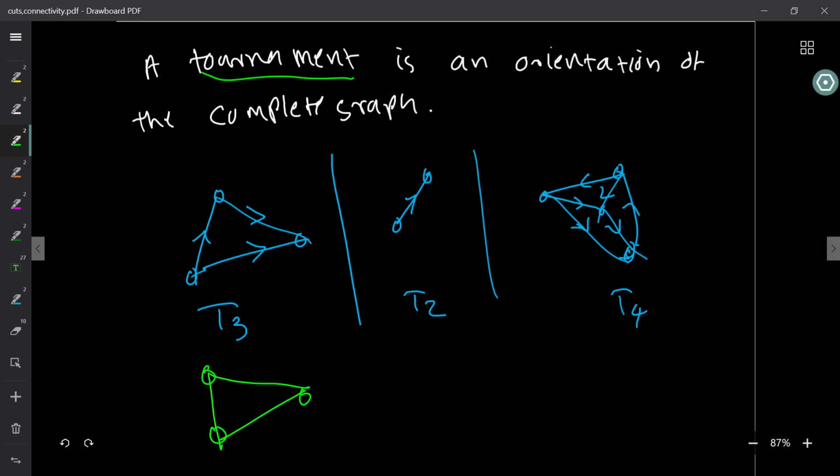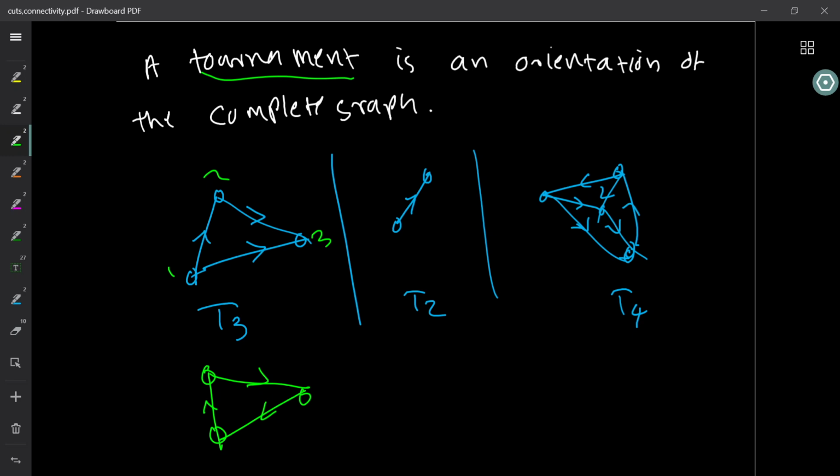For example, here I have the property that it goes 1 to 2, 2 to 3, and then 1 to 3. There is no directed cycle, but I can also orient it such that there is a directed cycle, right? So therefore, these two are going to be different tournaments. Similarly, you can have different orientations for each of these, and you will get different tournaments. So given a complete graph, you give orientation to its edges, then we get what's called a tournament.